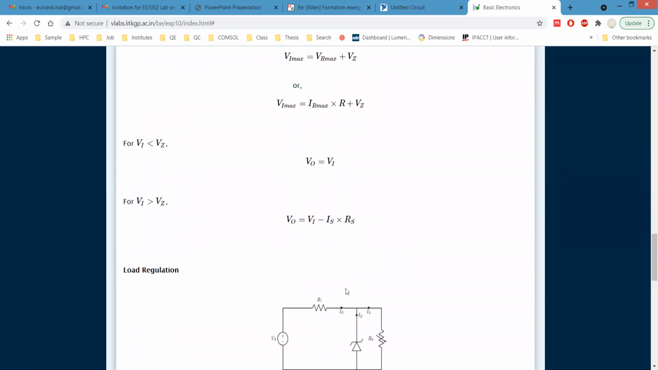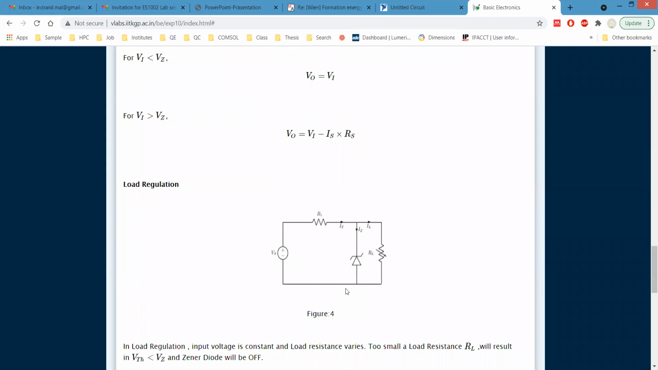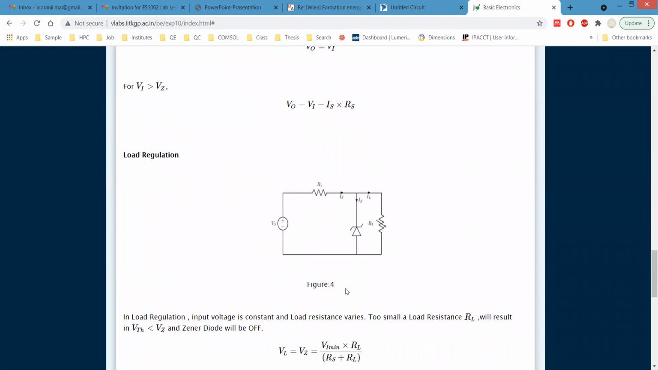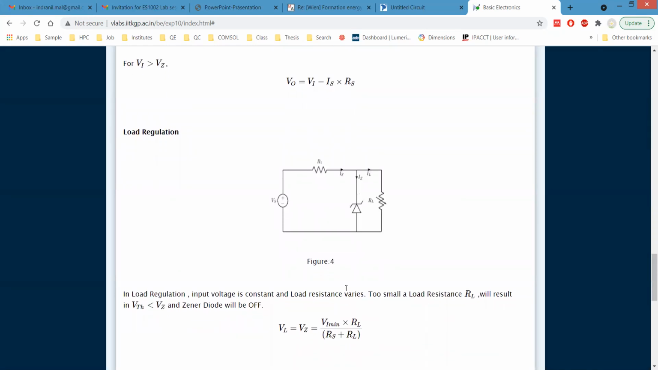After line regulation, we will have load regulation. In load regulation, we vary the load current or the load itself. If we vary the variable resistor, then obviously the current will change, but still the voltage across it should be the same. So what does it mean? Why is it basically required?